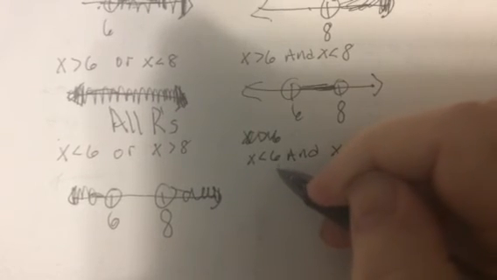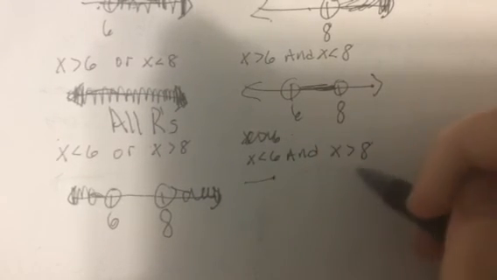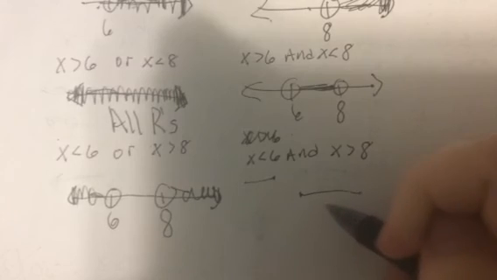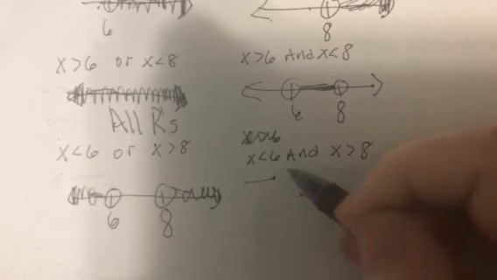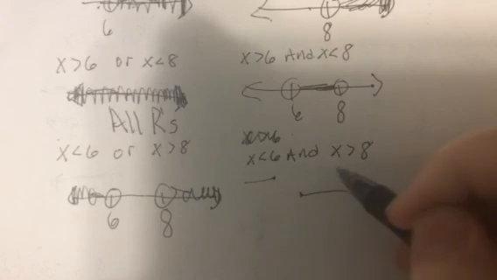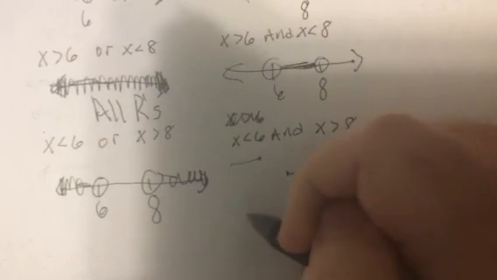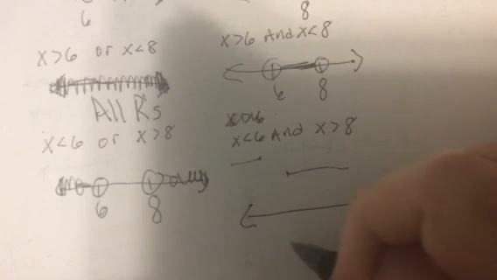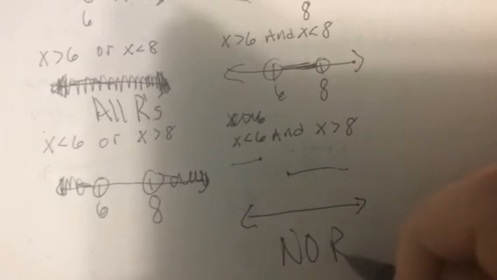Now this one, this is smaller than 6, so this way, this is bigger than 8, so we're talking over here. Well, where does it overlap? Where is it true for both? Well, there is no overlapping. There's no shading here that's here. So therefore, it'd be a blank number line. No reals.